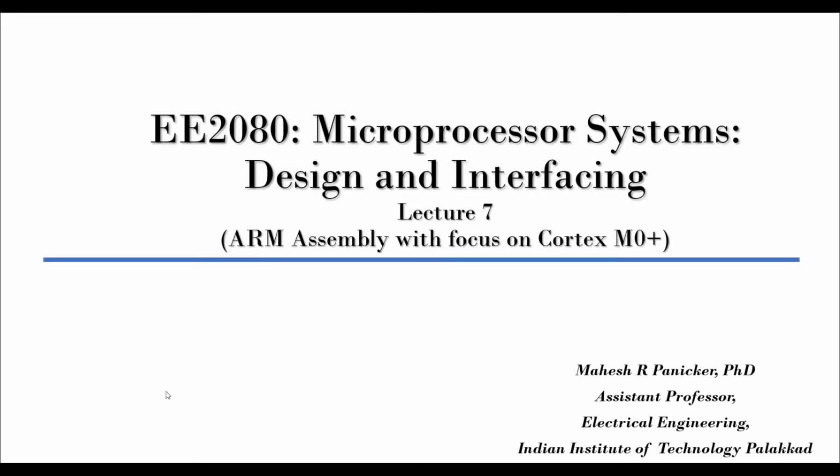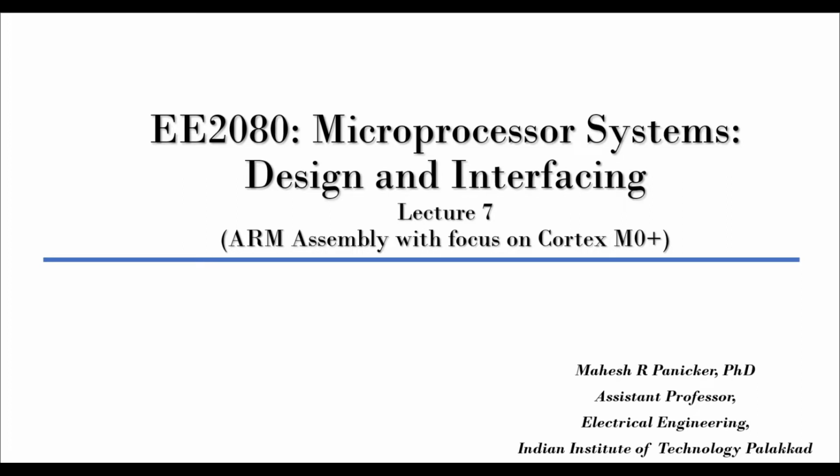Okay, so welcome back to another lecture in the series of microprocessor systems design and interfacing course. The last lecture was all about the architecture of ARM Cortex M0 Plus. I hope all of you watched that and understood what is inside the processor core. Of course, we had a detailed discussion on the register map, the 13 registers with the 3 special registers, what is the role, all those things we discussed.